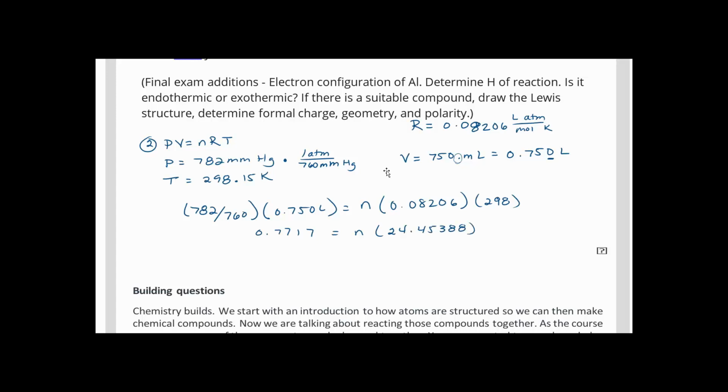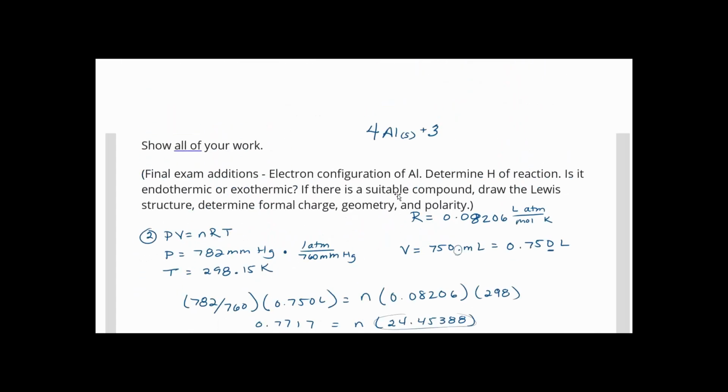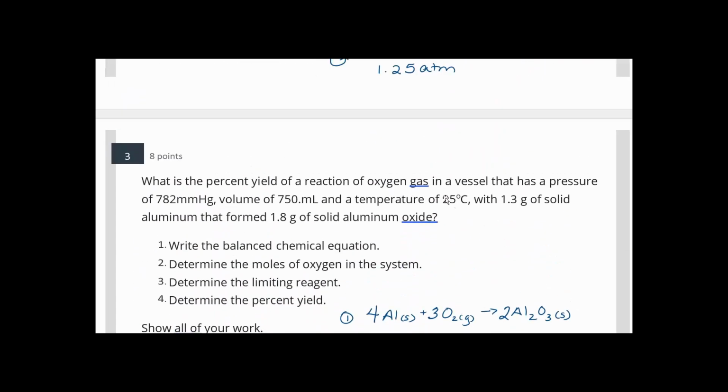I get 24.45388. Now to get N all by itself, that means I have to divide both sides by this 24 value. So I'm going to take my 0.7717 and divide by 24.45 and all the rest of that. And I get that I have 0.031557 moles. Now, because we are going to report this, I'm going to scroll up.